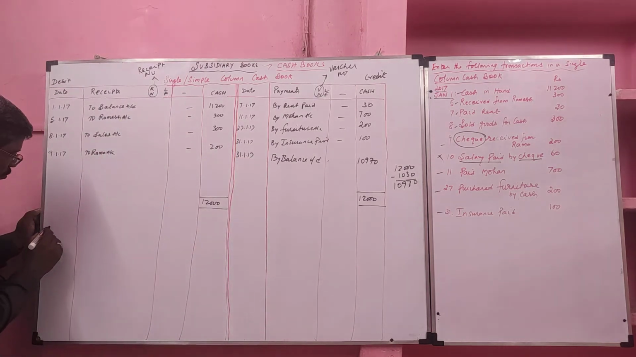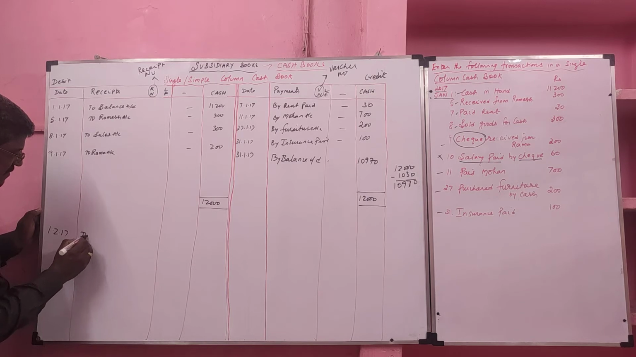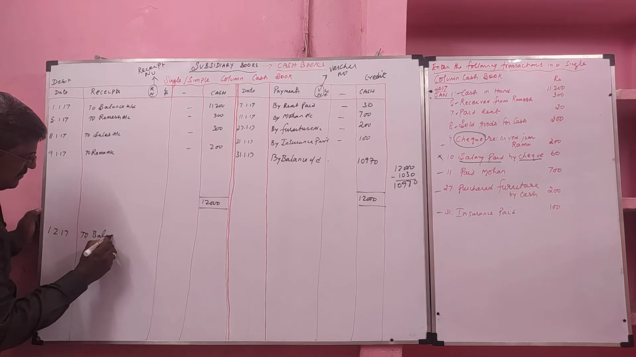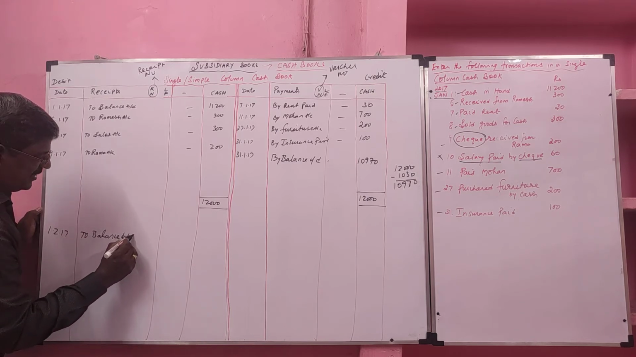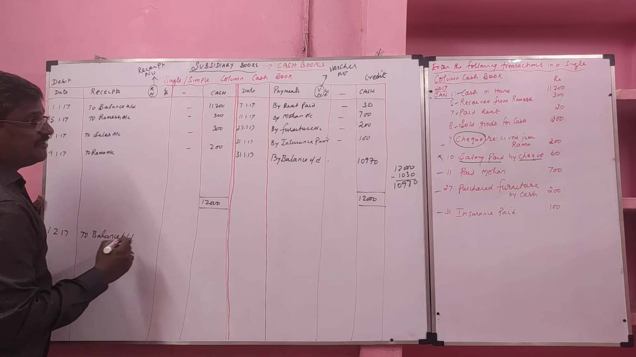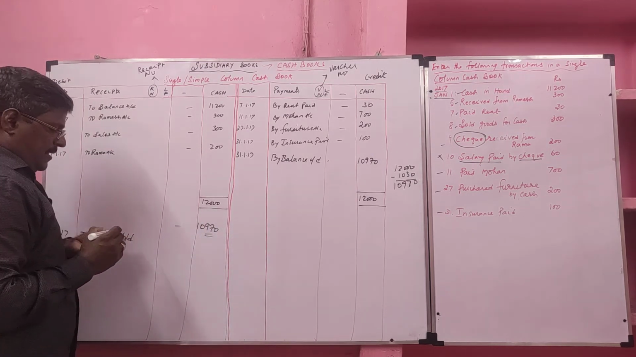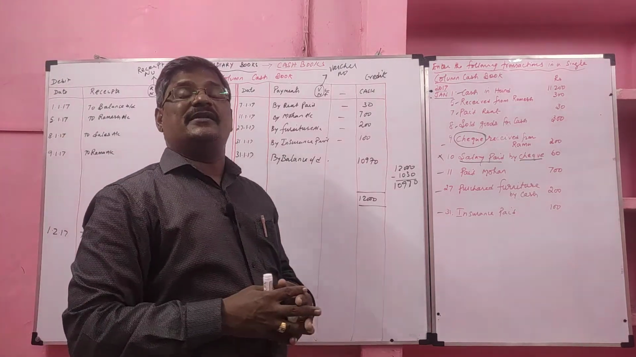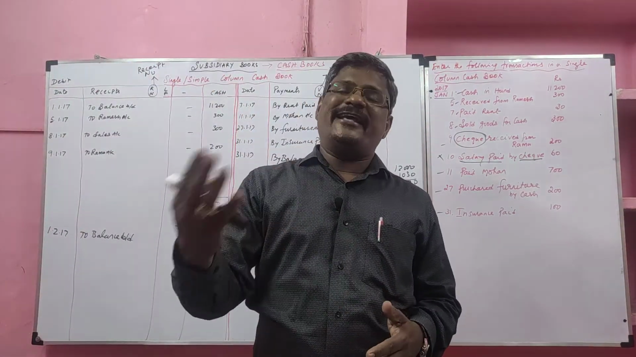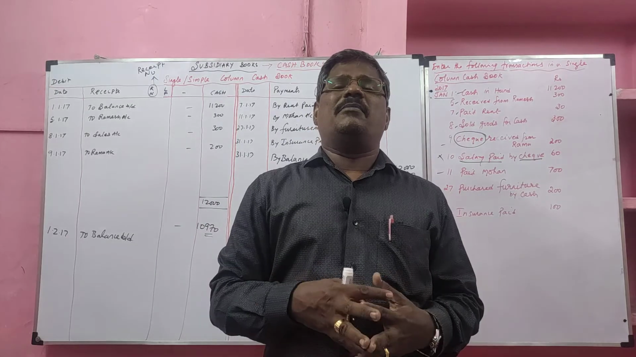The closing balance of January will be the opening balance of February. Students, we have completed single column cash book. In the next class, we'll solve double column cash book.